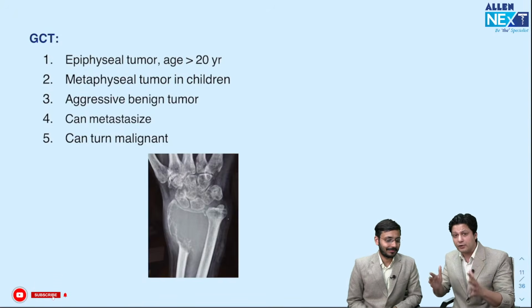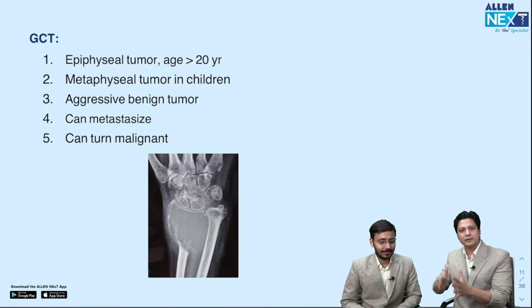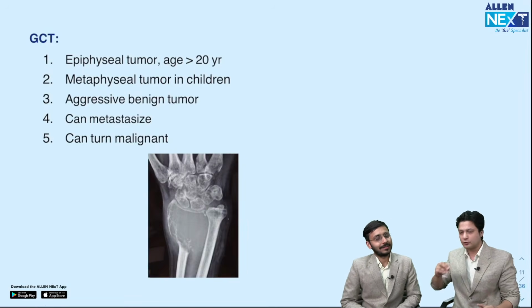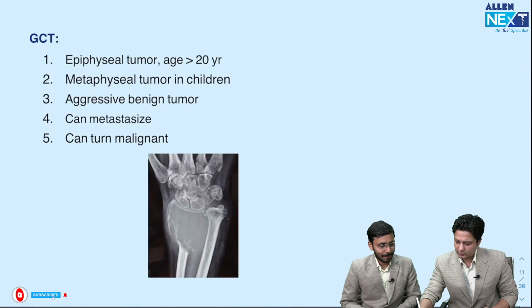Right. So how to identify whether the X-ray is that of a person less than 20 years? By looking at the growth plate. If the growth plate is still visible, it is chondroblastoma. If the growth plate is obliterated, it is giant cell tumor. Very well said. So this point hopefully is covered.